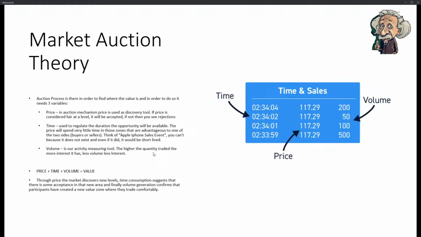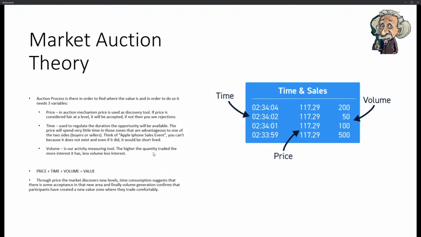Market auction theory has 3 components: price, time, volume, and that equals value. And I think all 3 simultaneously play a role when you're trading, to understand is the price being accepted, if it's discovering new levels, if it's going up or down, and then time is used to regulate that opportunity.